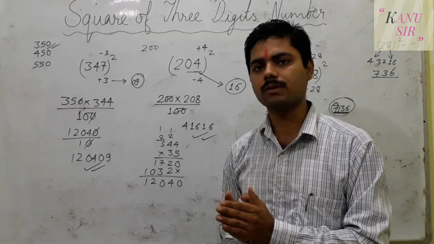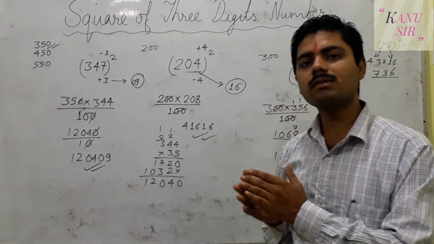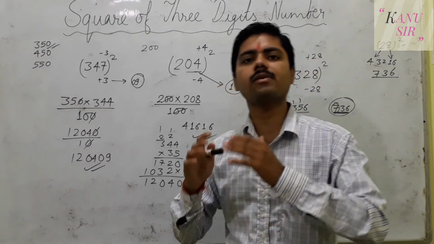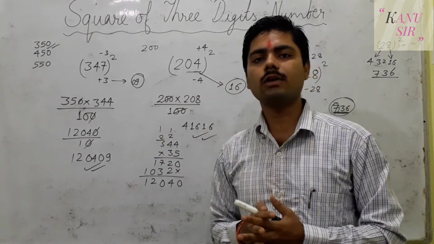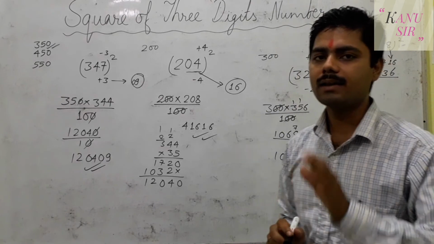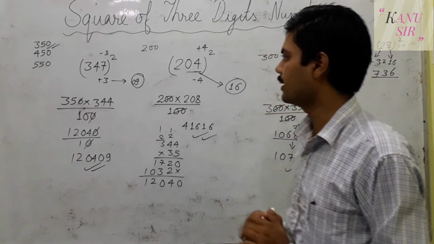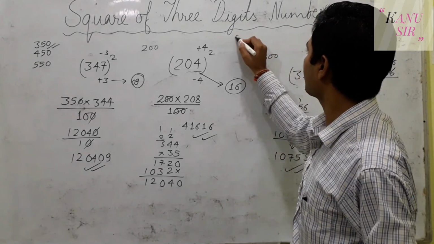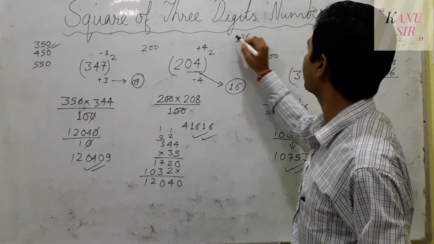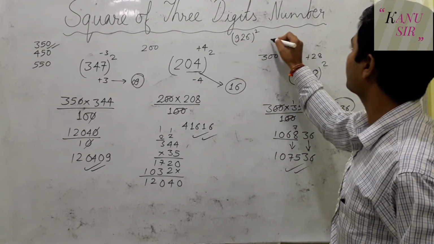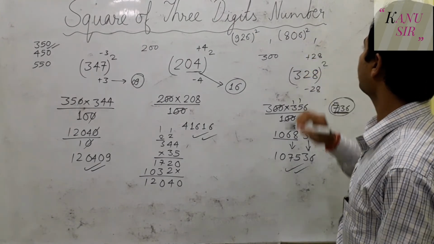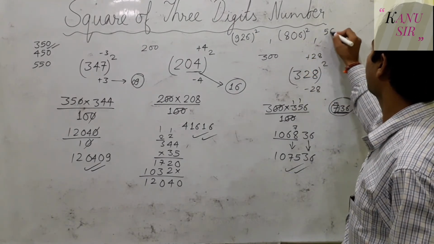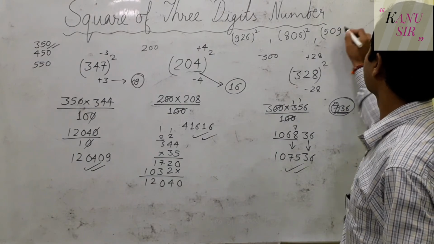And for that we must have a practice of the numbers first. If you practice such numbers in more quantity, then you can easily get the square of 3-digit or 2-digit numbers without using a calculator. And for that, let us give you some work today. So do the square of 926. Also do the square of 806, and do the square of 509.